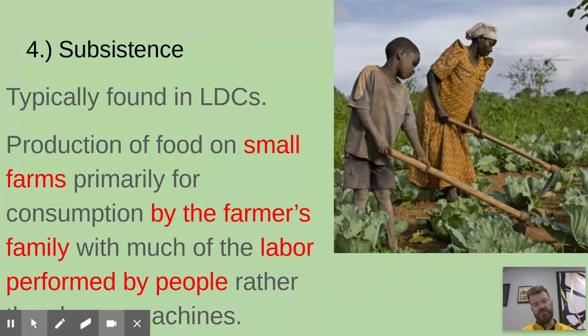Subsistence, right, is typically found in least developed or less developed countries. This is production on small farms, by the family, and much of the labor is performed by the people that are going to eat the food. So in poorer areas of the world, you have subsistence farming. In less developed countries, you would have that.